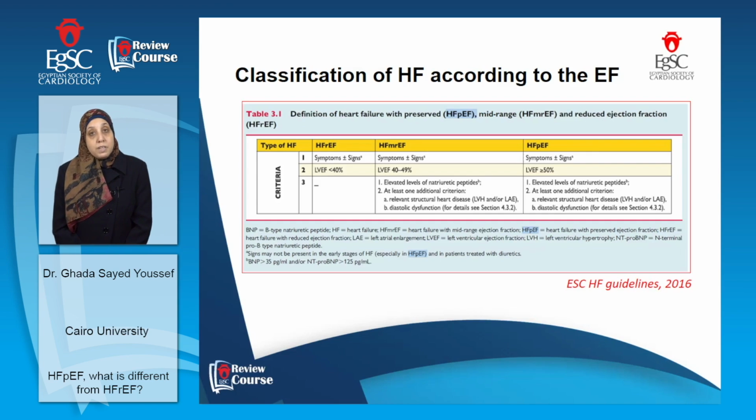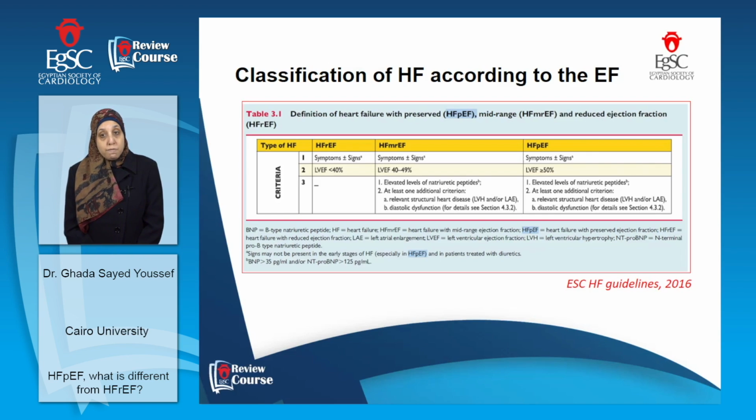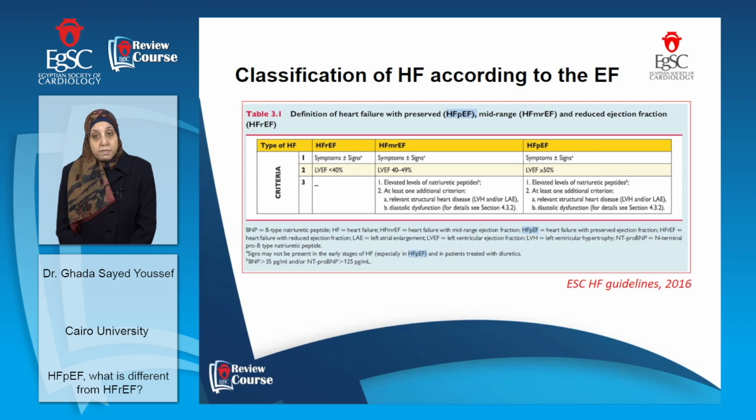But because this definition alone is not enough to diagnose heart failure with preserved ejection fraction, they added other parameters to diagnose HFpEF. So patients with ejection fraction more than 50, plus elevated natriuretic peptide, plus objective evidence of structural and/or functional disease, this makes the diagnosis of HFpEF.